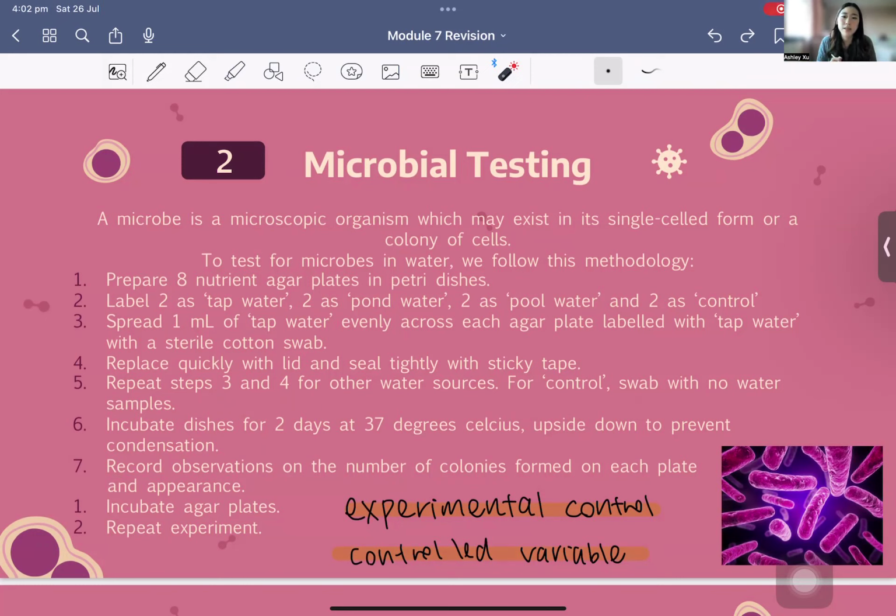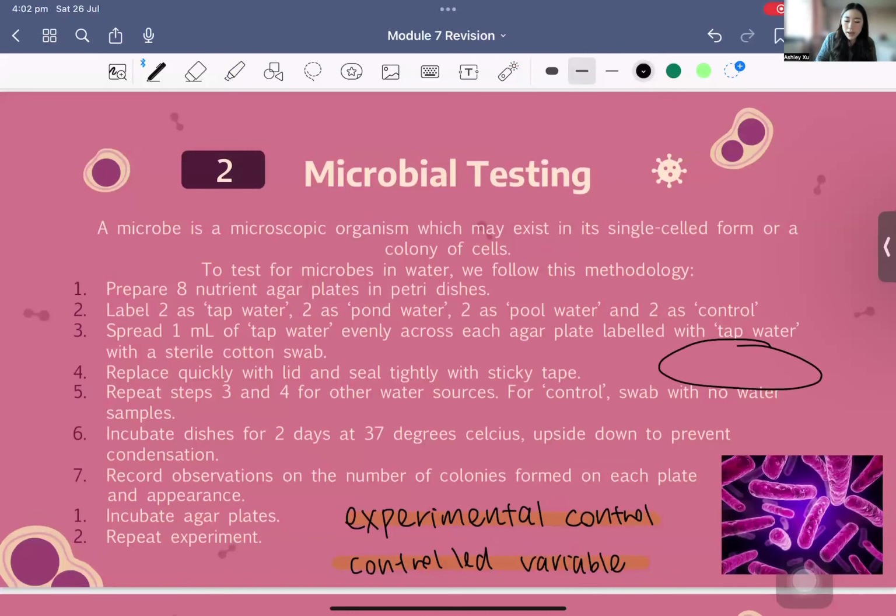Why would we do this? Okay, why would we put an agar plate with nothing on it, no water on it, and incubate that? Doesn't it seem kind of a waste of time? Not really, because an experimental control tests whether or not the only variable you are changing is the independent variable. Okay, so this agar plate for the control has a swab but no water on it.